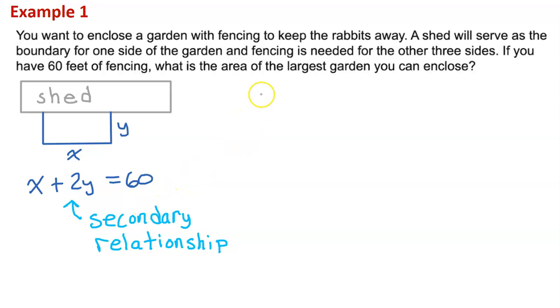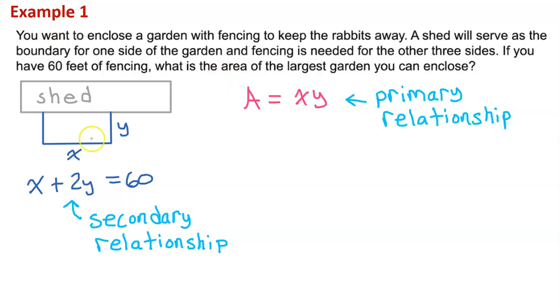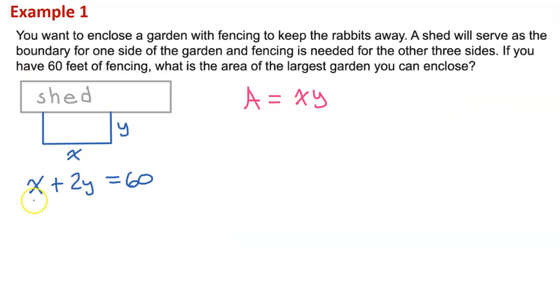The primary relationship is whatever we are trying to optimize. In this case, we are trying to maximize the area. Of course, the area of this garden is just x times y, so this is the primary relationship. We need to rewrite this in terms of a single variable. This is where the secondary relationship comes in. Let's get one of these variables by itself and do a substitution.